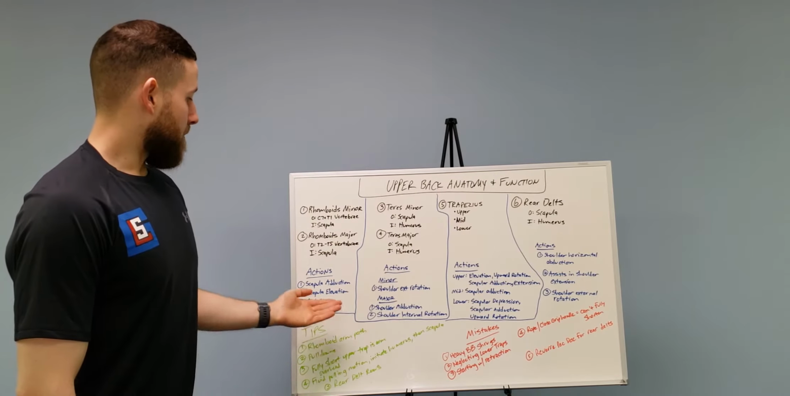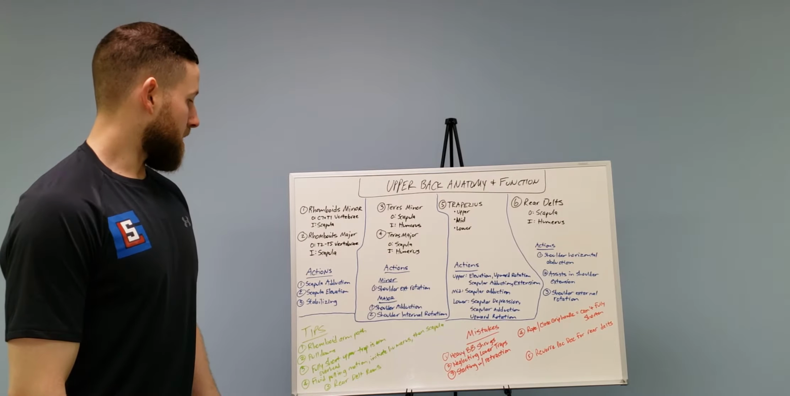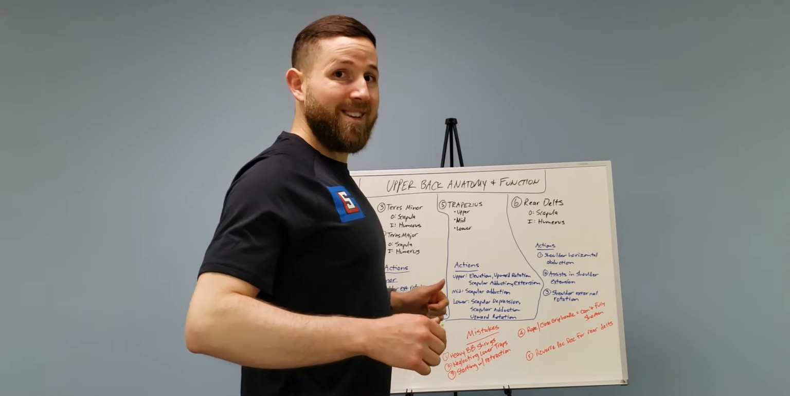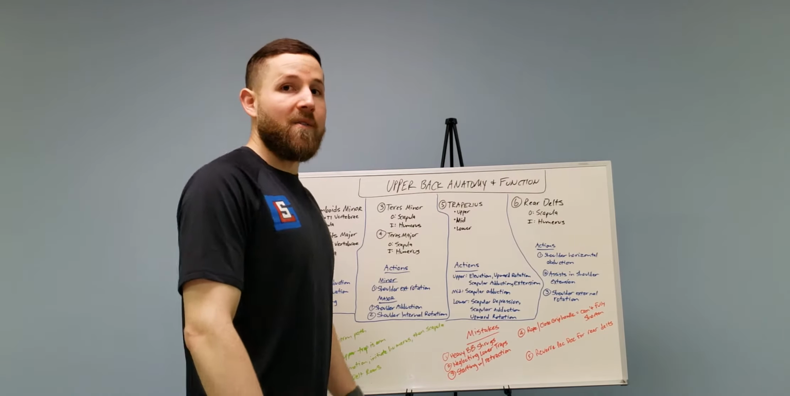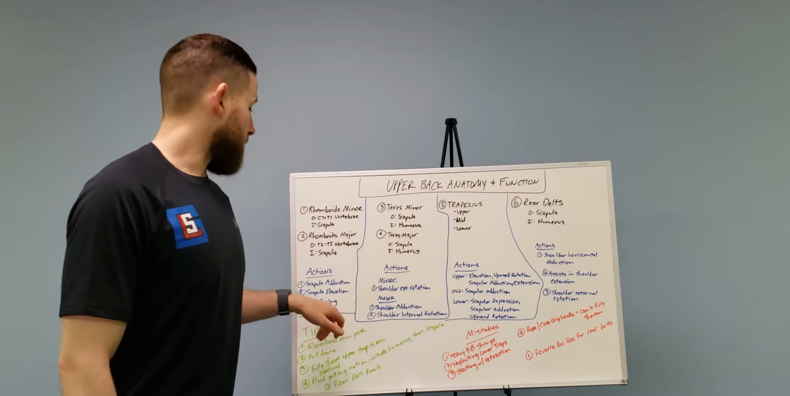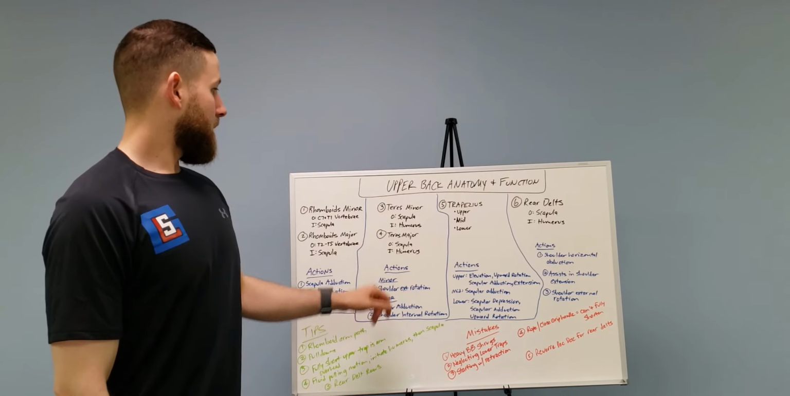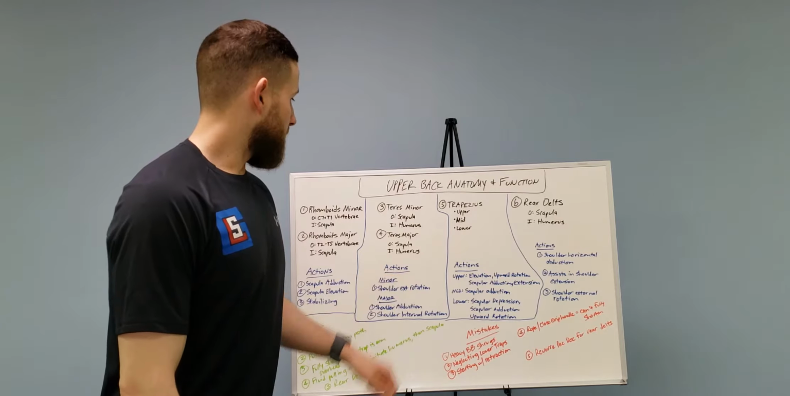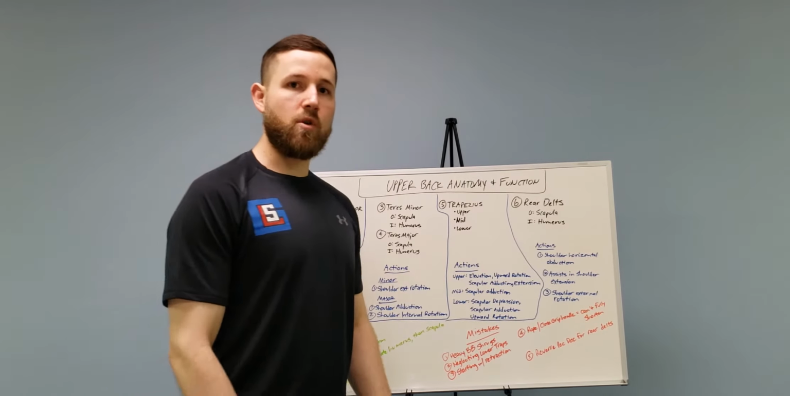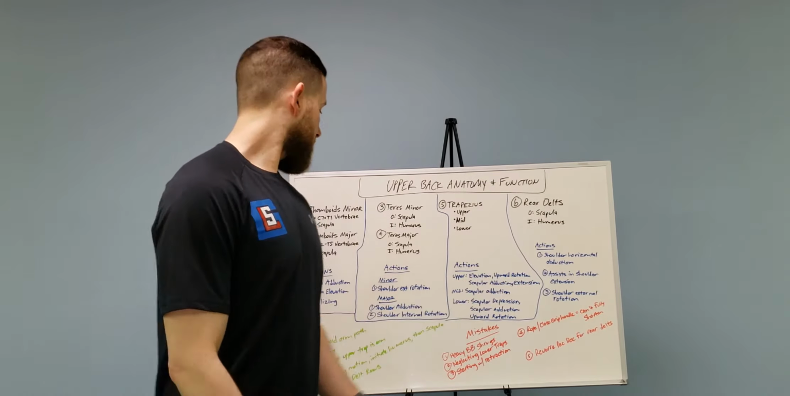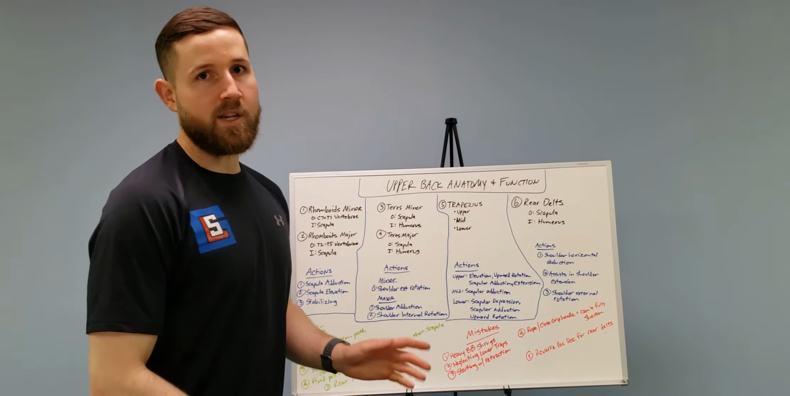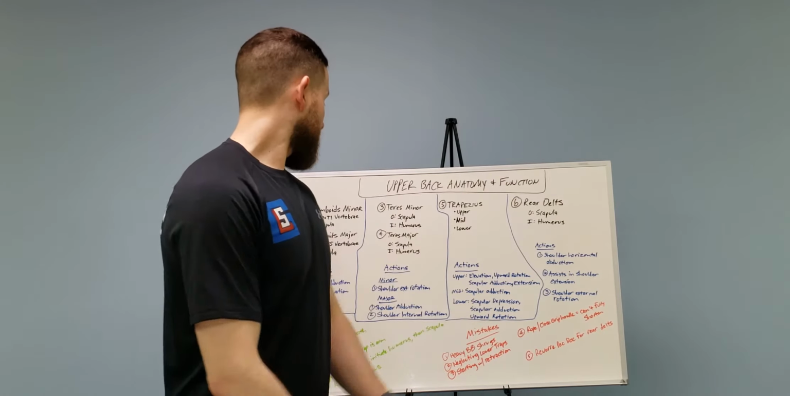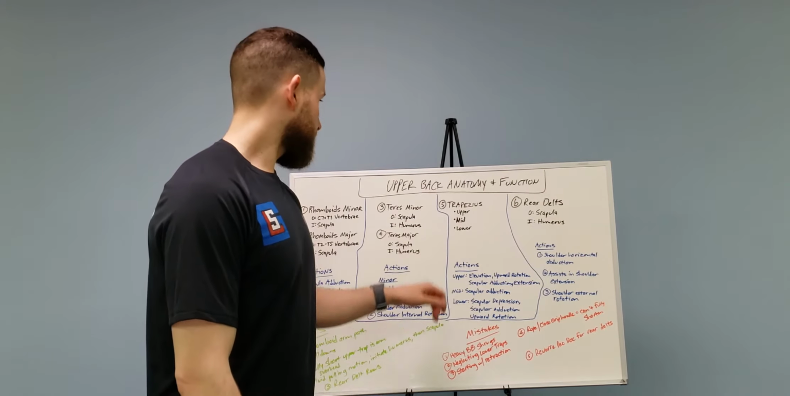So you see, I have my actions written out here. For the Rhomboids Minor and Major: scapula adduction, also scapula elevation, and they're also stabilizers. The Teres Minor and Major: the Teres Minor action is shoulder external rotation. Teres Major is shoulder adduction and shoulder internal rotation.